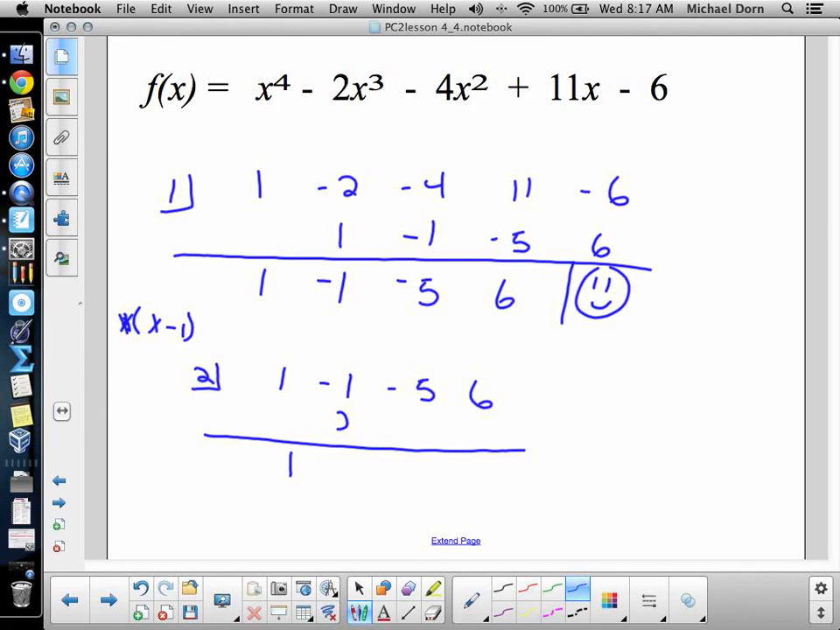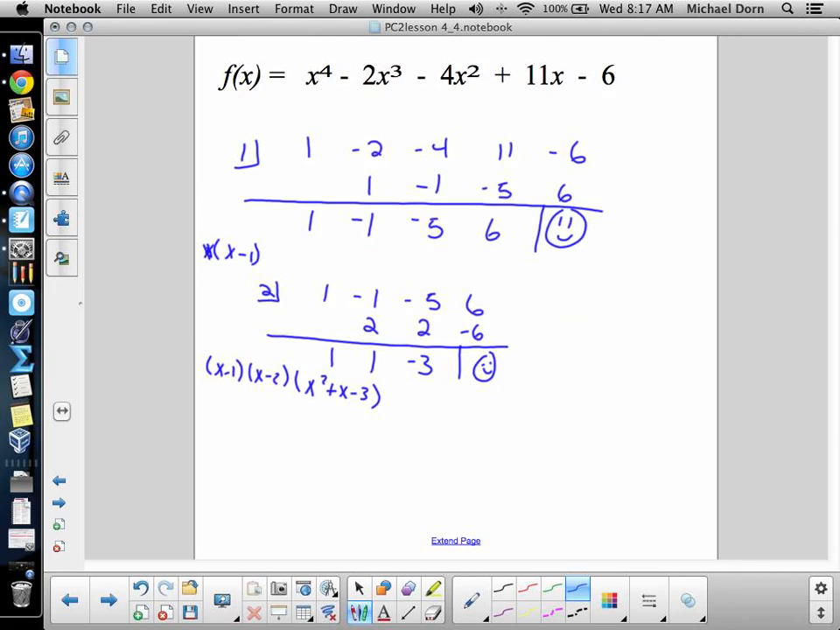So 1, 2, 1, 2, negative 3, negative 6. You're good at this. Excellent. I now have my second factor. I have x minus 1 and x minus 2. And I'm left with x squared plus x minus 3. Oh, that's not going to factor, is it?